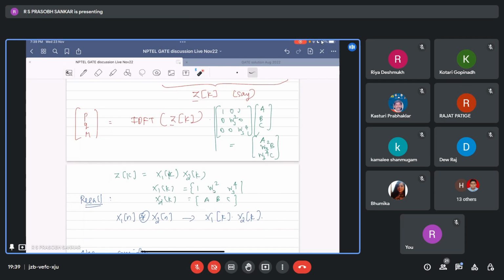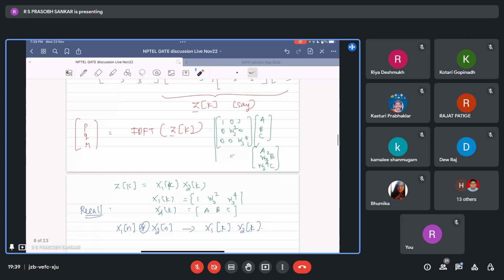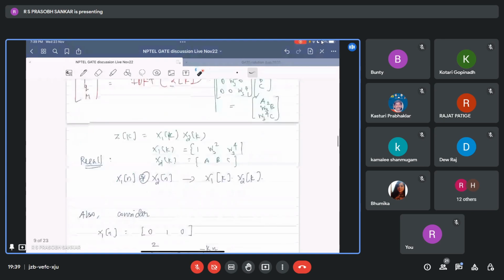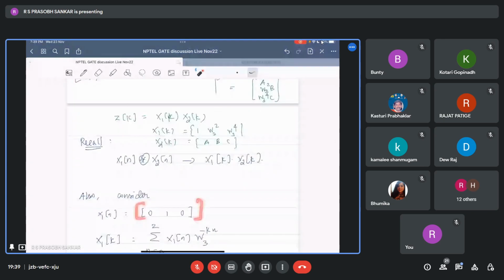Okay. And the other question, are you able to follow up to here? X1k and X2k as these two things. Yes. Okay. So since this is the thing, 1, W3 square, W3 power 4, the signal in the time domain happens to be 0, 1, 0. This is also fine, no?